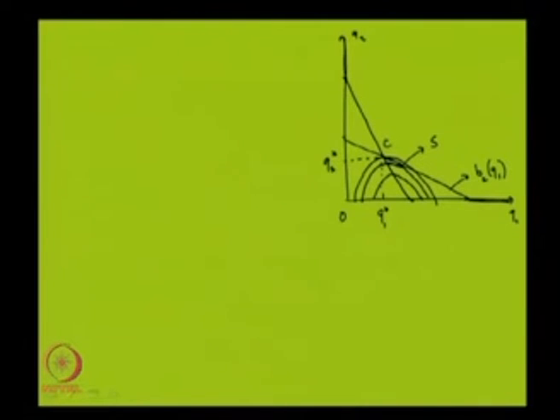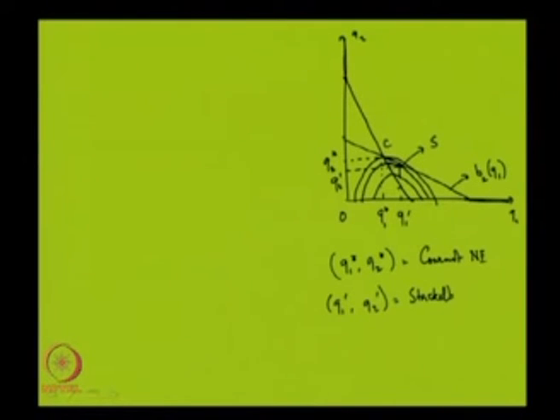So, from S I can draw these two perpendiculars. Let us call them Q1 dashed and Q2 dashed. So, Q1 star, Q2 star is the Cournot-Nash equilibrium, and Q1 dashed, Q2 dashed is the Stackelberg subgame perfect equilibrium.